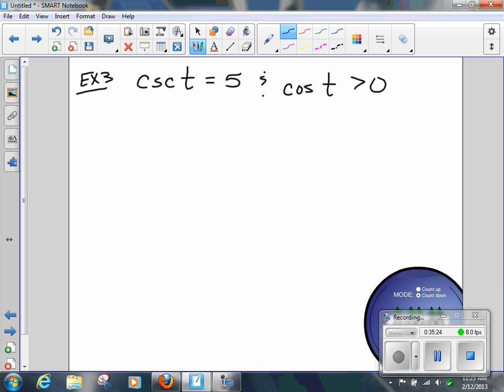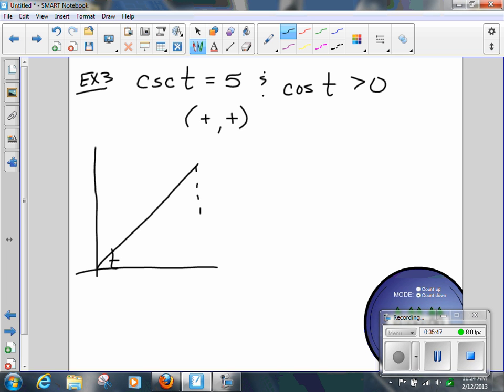Here we go. What does this tell me? Cosecant is positive, which means my sine value will be positive. My cosine is positive. Hallelujah! Which quadrant? Do I even need to worry about my signs? No, but I still need my first quadrant because I've got to draw my angle t. I've got to drop the altitude, but I know that everything's going to be positive, so that's a good thing.